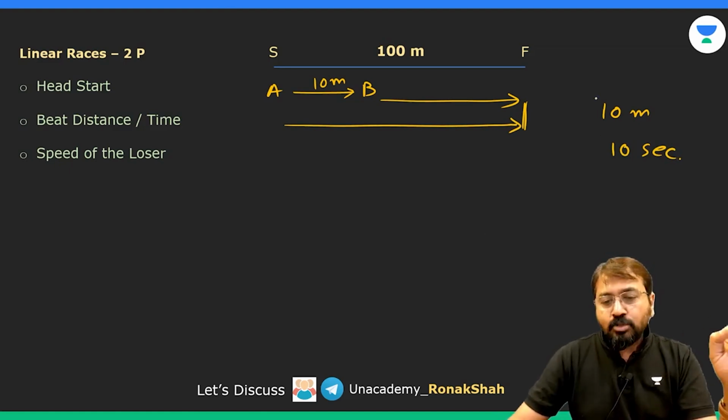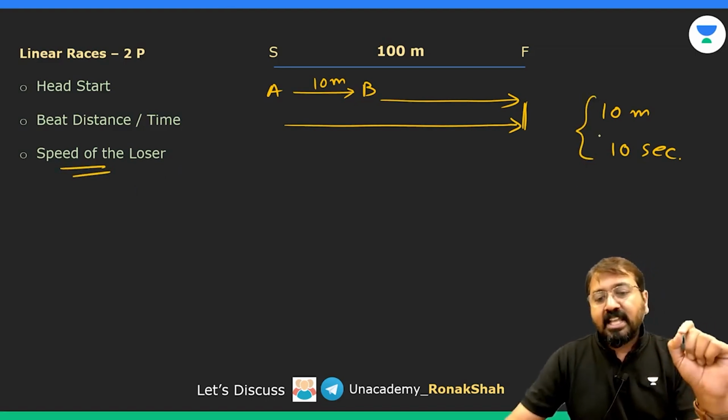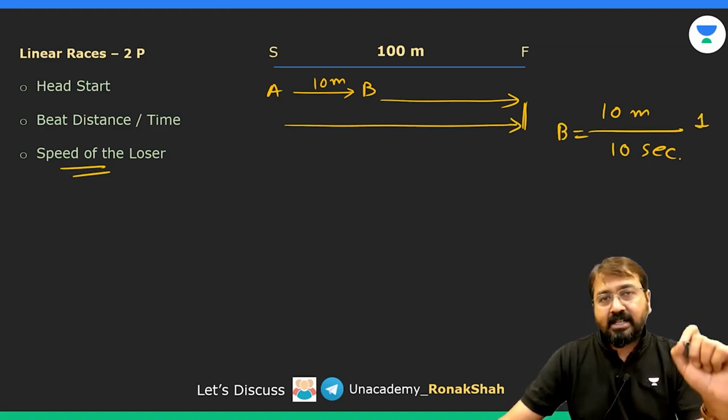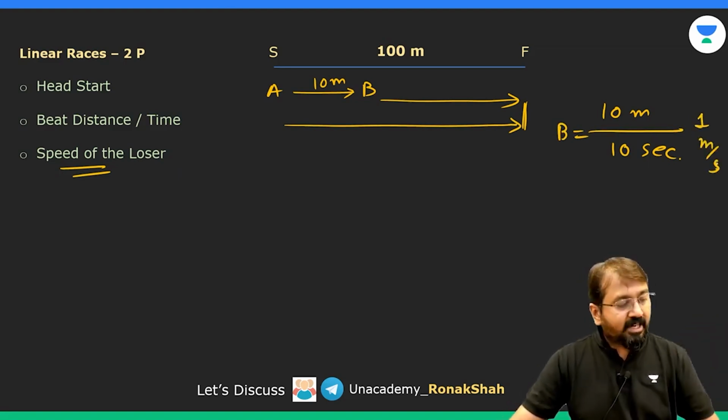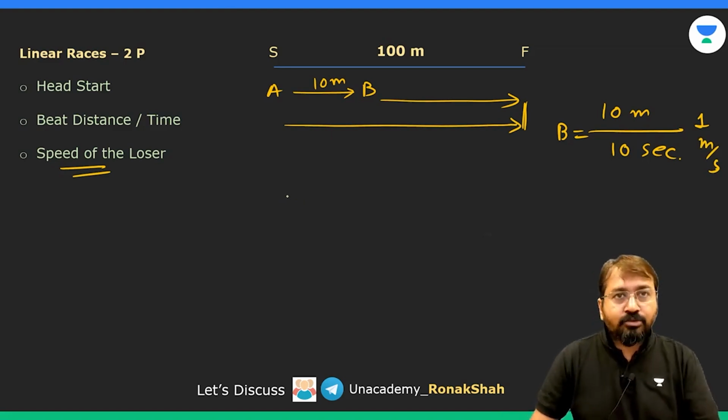Now based on this data, you can find out the speed of the loser. For example, if A beats B by 10 meters or 10 seconds, then we can say the speed of B is 10 meters by 10 seconds, that is 1 meter per second. So this is how we can quickly extract the information.